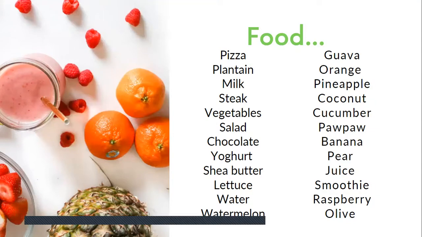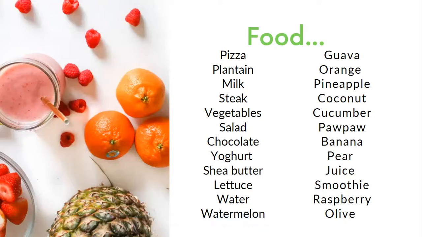Then I think this should be my best part. I like the smoothie I'm looking at here. And well, my favorite fruit is not here at the moment. Well, my favorite food is on the list. So we have food such as pizza. So it's not pizza, it's pizza. Plantain, not plantain. The stress is on the first syllable. Plantain. Milk, not milk or meek. Milk, the L is not silent.